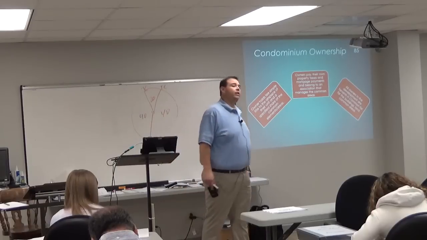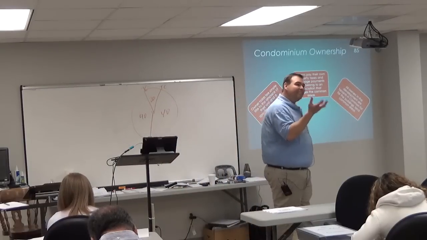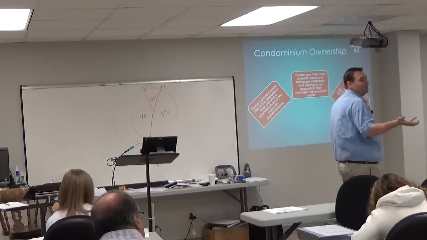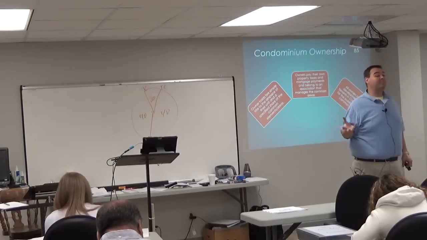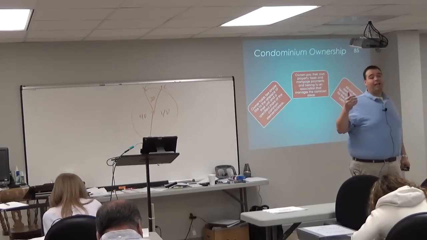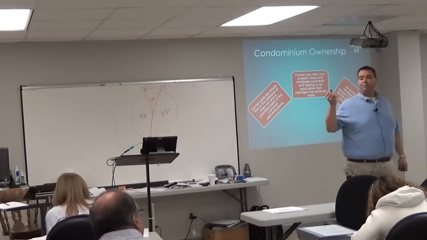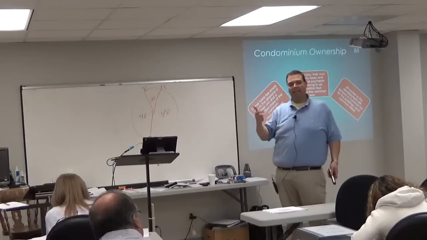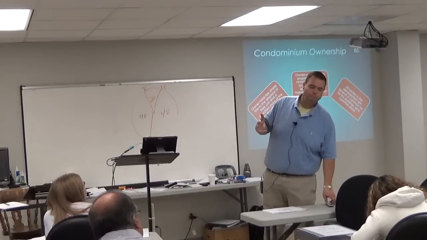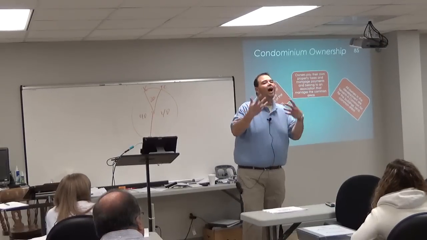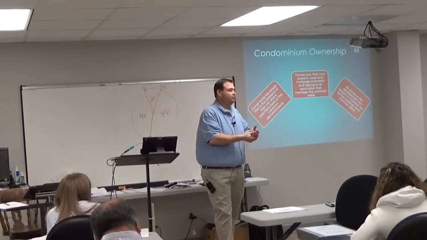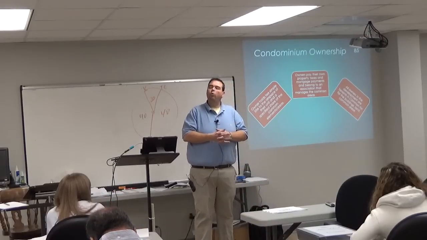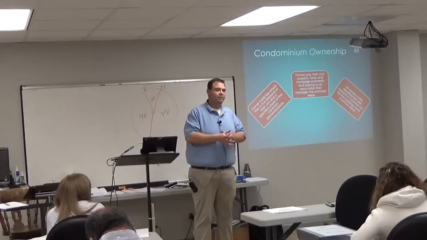Here's the thing you need to understand about a condo, though. Somebody's got to own the land. Somebody has to own the buildings. Somebody has to own the parking lots. Somebody has to own the swimming pool. We call all of those things together, the land, the building, the parking lot, the swimming pool, the common elements. Who do you think owns the common elements?